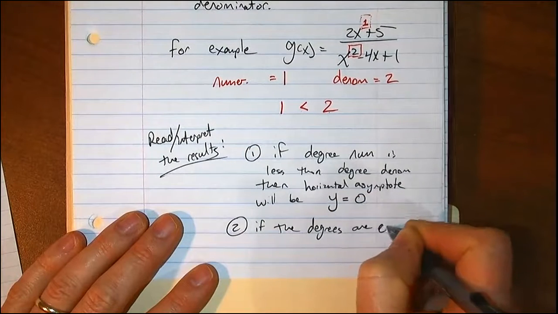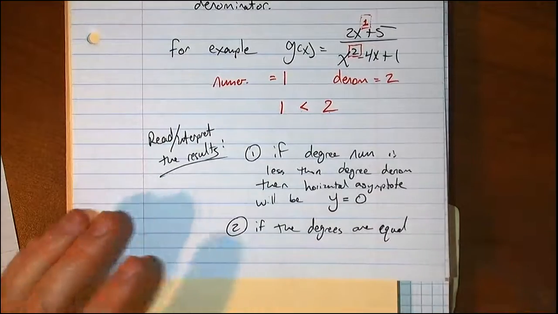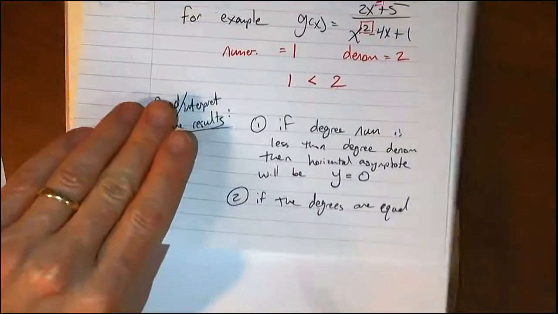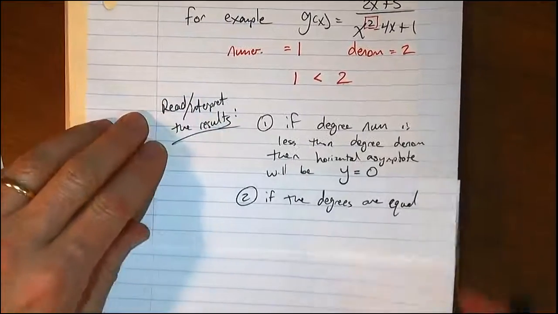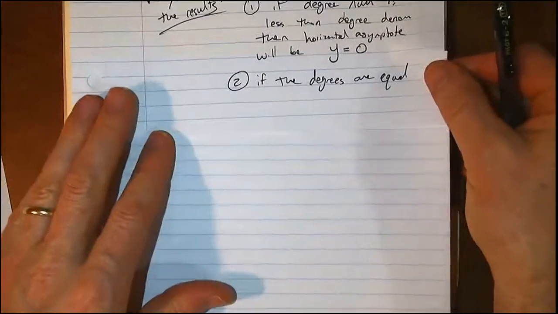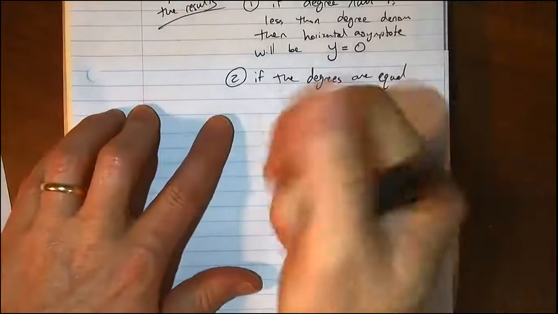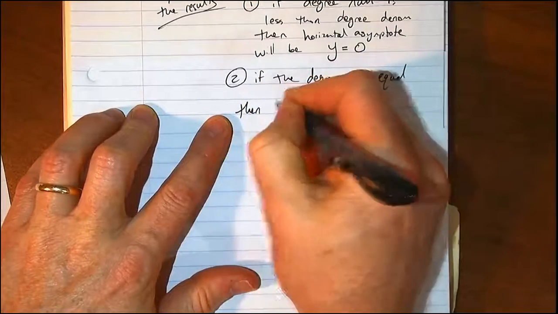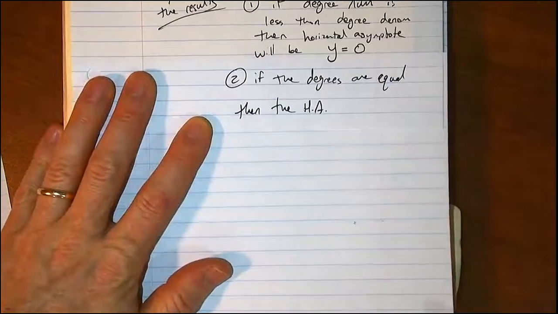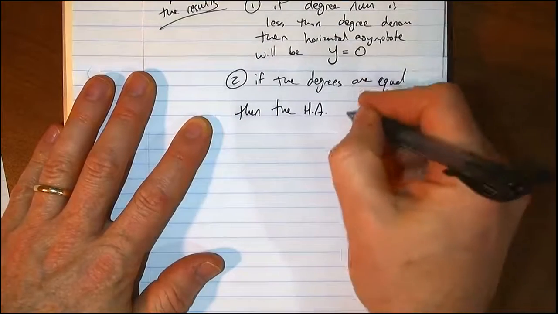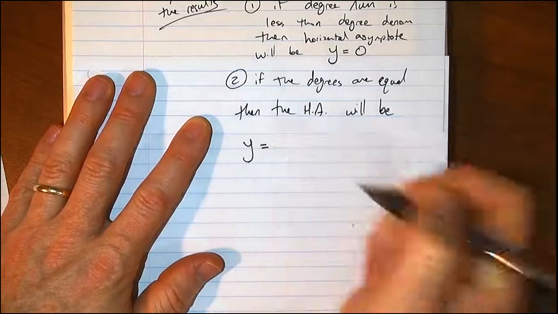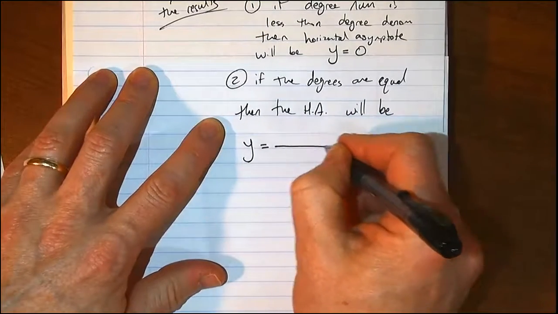If the degrees are equal, that could also happen. If the degrees are equal, this is probably for most people the trickiest case to deal with. If the degrees are equal, then what you do is you use the equation. I'm just going to put HA for horizontal asymptote to save a little bit of time here. The horizontal asymptote will be the equation y equals, and then we're going to have a fraction.